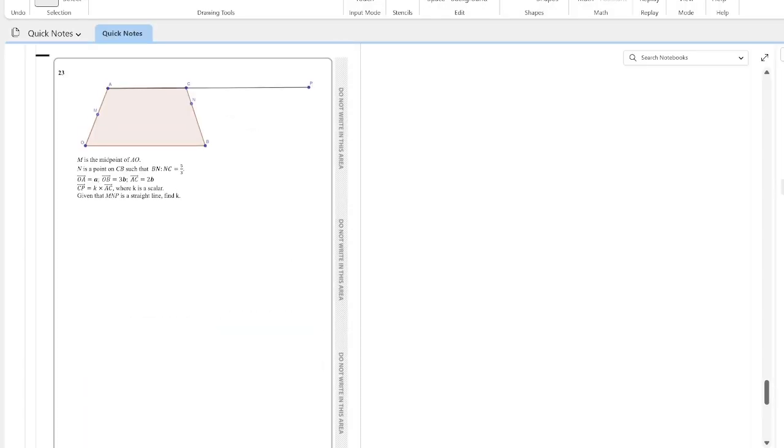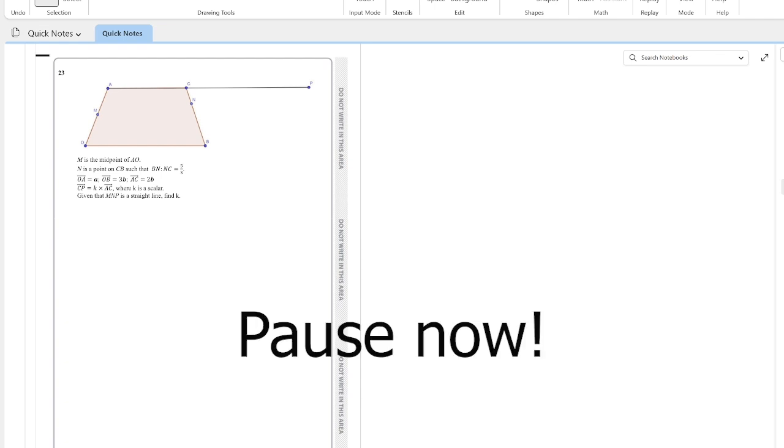Okay, we are now on to the last question. This is one of the hardest questions on GCSE papers. It's a vector question and is very fitting. So let's get started. If you want to try it, pause the video now.